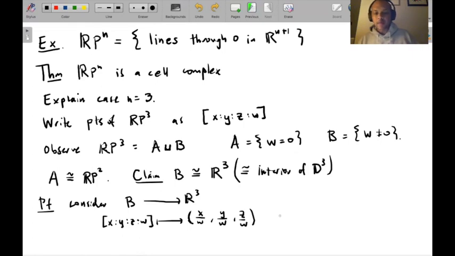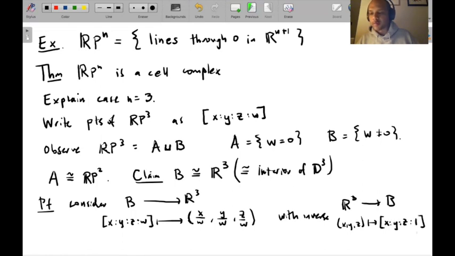So we have this map, and it has an inverse, which sends x, y, and z to the tuple x, y, z, 1. And it's not so hard to see that these two maps are inverses of each other. And also these maps are continuous. I'll leave that to you to check.